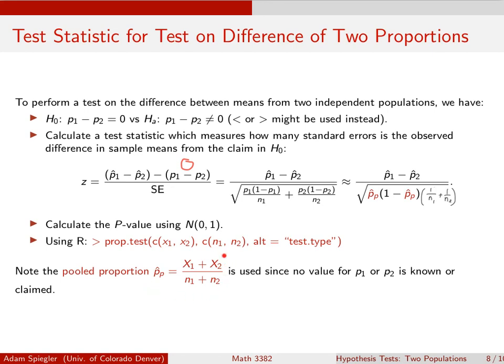Here, kind of a new ingredient is what we use to approximate the proportions in the standard error if there are no claims about P1 and P2 individually. Rather, the claim is that these should be the same. Then we're going to use the pooled proportion to approximate both of them, which is consistent with our claim over here. So that's the theory, the background behind how we're going to find these test statistics. Let's take a look at an example on the next slide.